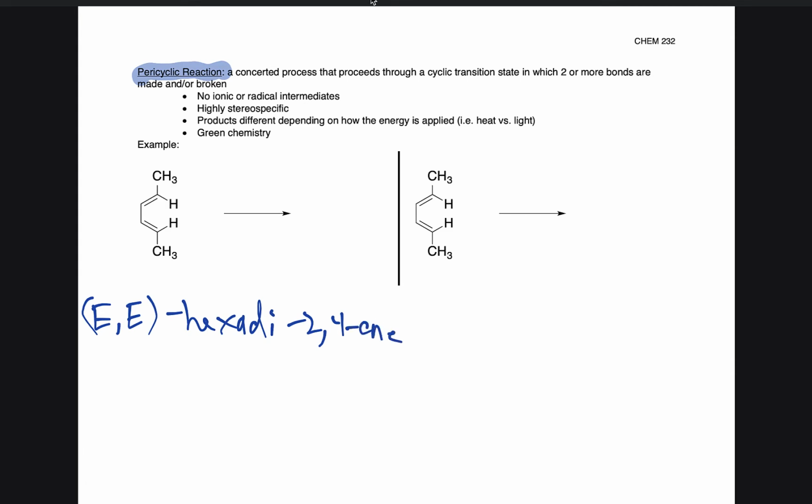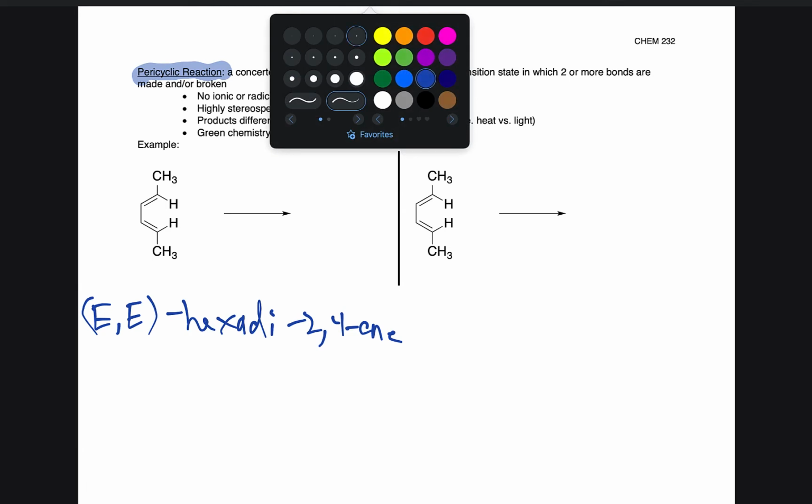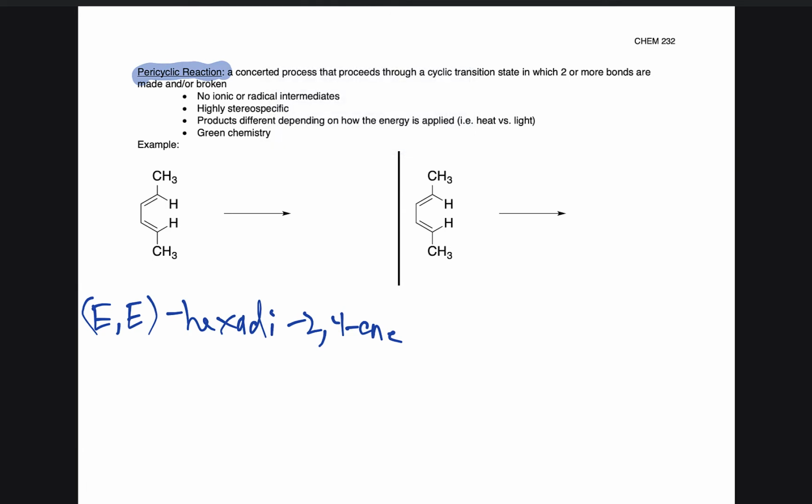What's changing here is the conditions that we're going to be using to transform them. So on the left, if we use heat, we get this reaction where the ends sort of close up on themselves, and we form the following trans alkene.